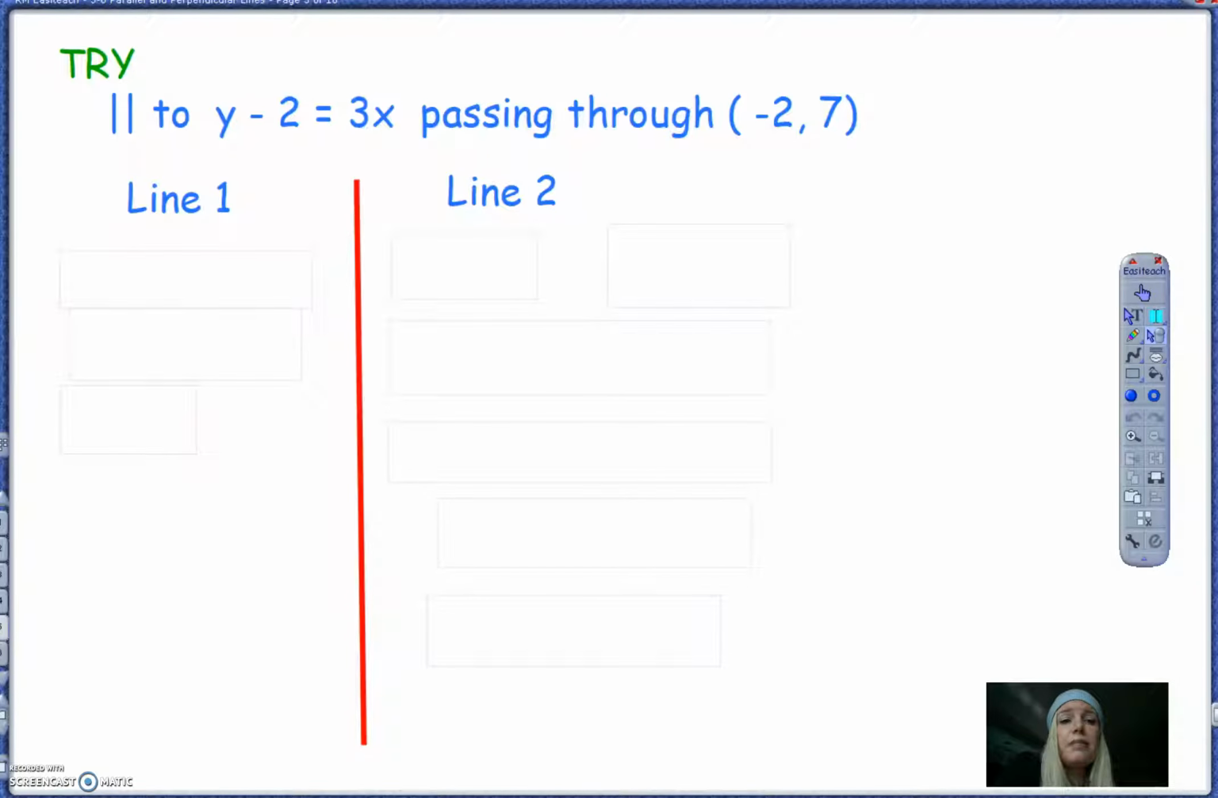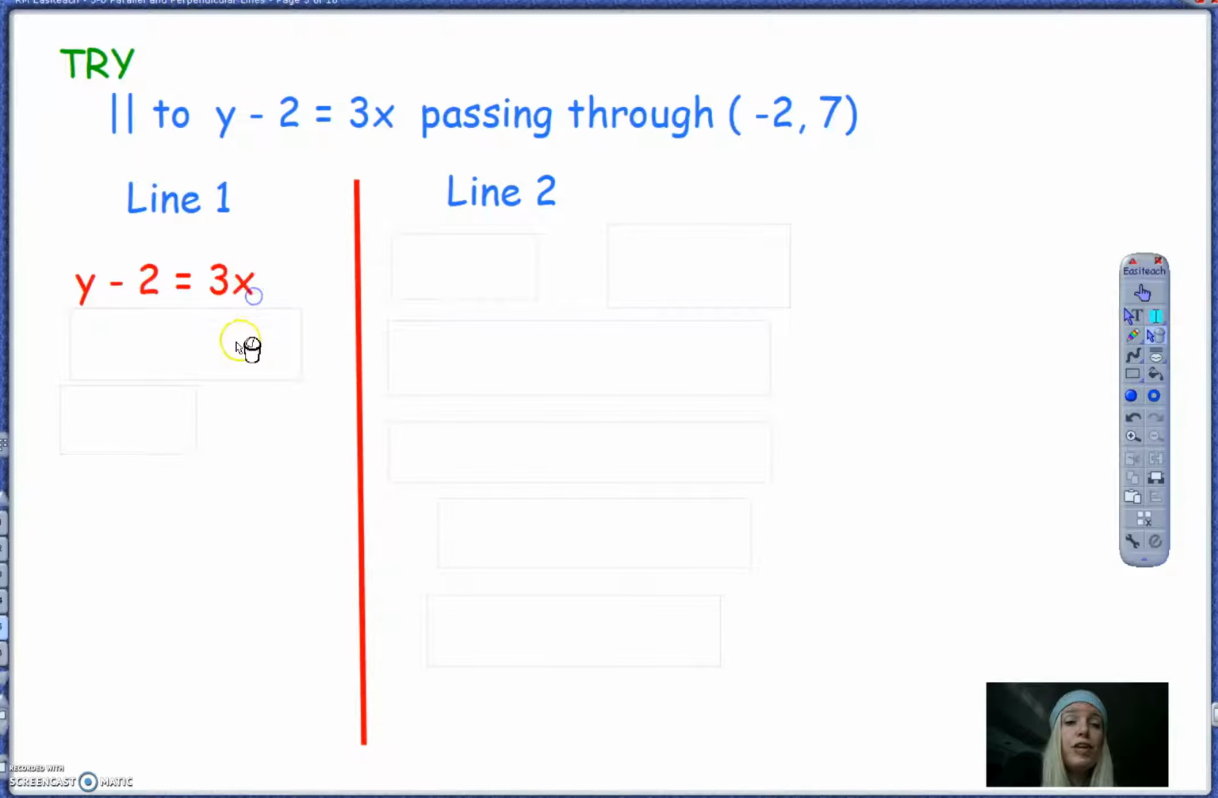You're finding a line parallel to y minus 2 equals 3x, and it's passing through (-2, 7). All right, so for line 1, I don't see the slope right away because that's not in slope-intercept form. So that should kind of be your hint. If you can do this on your own, try.